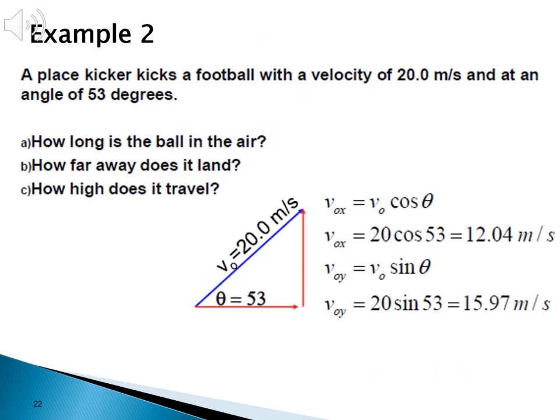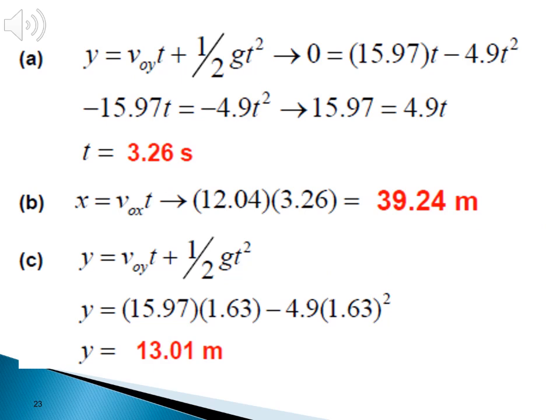For the next example, example 2, a place kicker kicks a football with a velocity of 20 m/s at an angle of 53 degrees. How long is the ball in the air, how far does it land and how high does it travel? First and foremost, you have to draw the path of the ball to have some idea of it. For A, you will get time is equal to 3.26 seconds as the ball is floating in the air. The ball will land at 39.24 meters on the horizontal axis and the height will be 13.01 meters on the vertical axis.